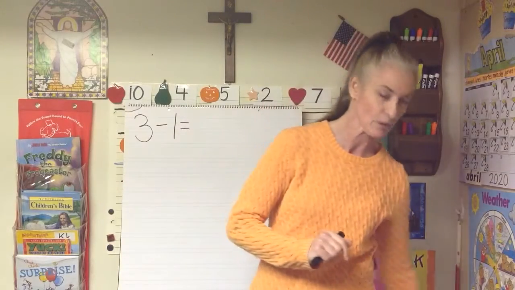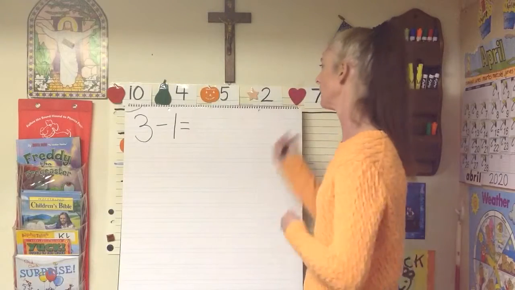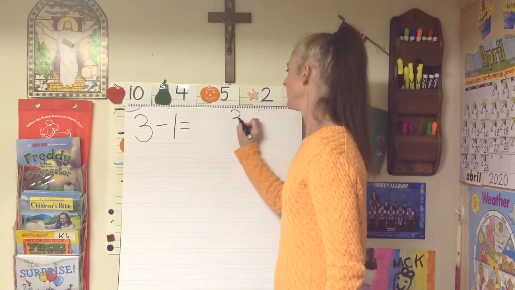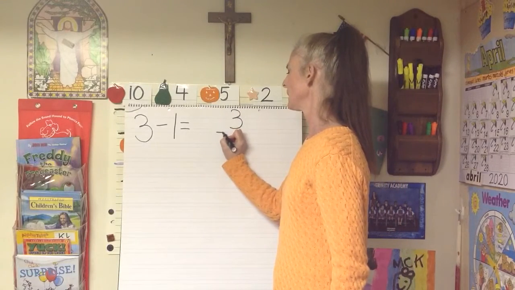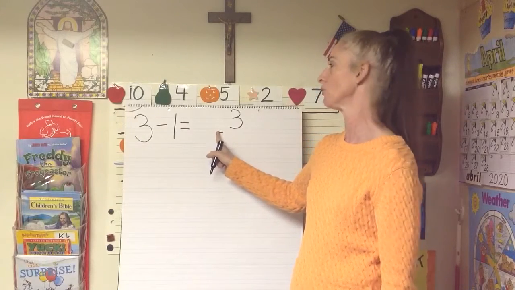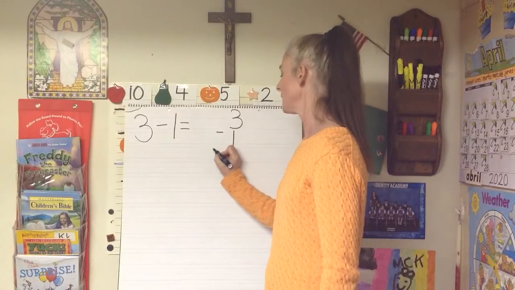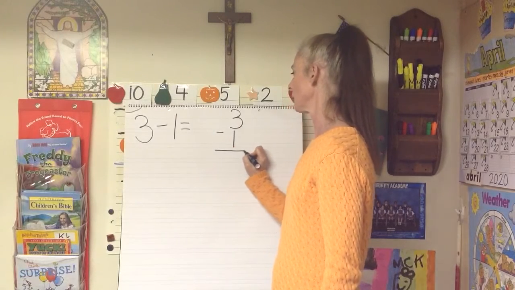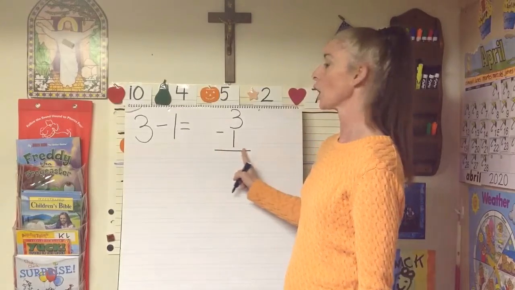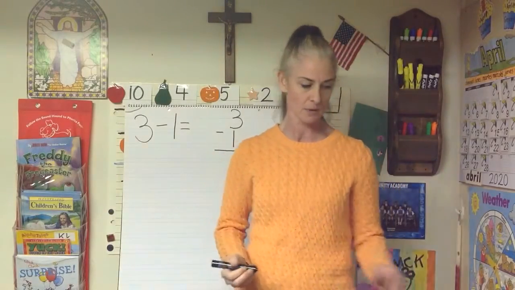Okay, now I'm going to write it in vertical form. Remember, vertical is from the top down. 3, minus. The minus sign goes on the side like you did with your plus sign when we did addition. 1 goes right under the 3, and then our equal sign, instead of 2 short lines, becomes 1 long line. Now let's solve it and see if we get the same answer.